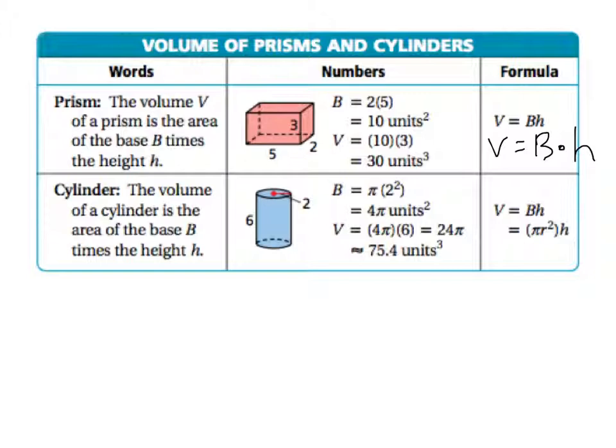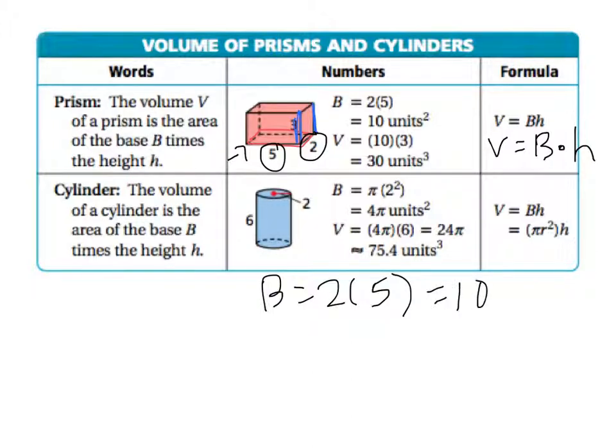So let's go ahead and solve this rectangular prism here. First of all, we need to know what is the base and what is the height. In this case, I'll make this in red. This is our base right here, and our height is this blue line. These are the heights. Now to find the area of the base, we're going to do 2 times 5, because remember the area of a rectangle is base times height. So base is equal to 2 times 5, so that's 10.